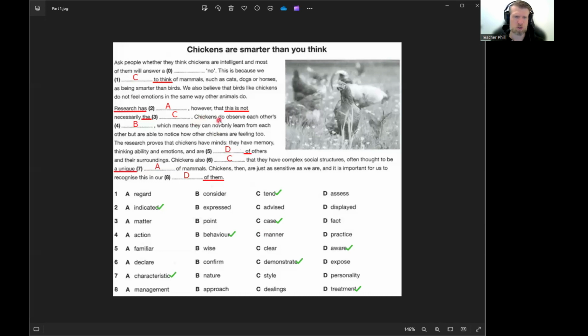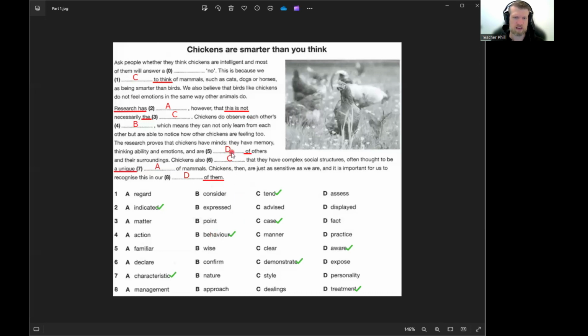Here it says in number 4, chickens do observe each other's, I believe, behavior. The other, I would say each other's actions, we would have to say, or practices maybe, because these are countable nouns, so we would have to use the plural, I would say. So I think here behavior is the best option. Maybe we observe our behavior. I'm not 100% sure, but behavior seems the best option here to me.